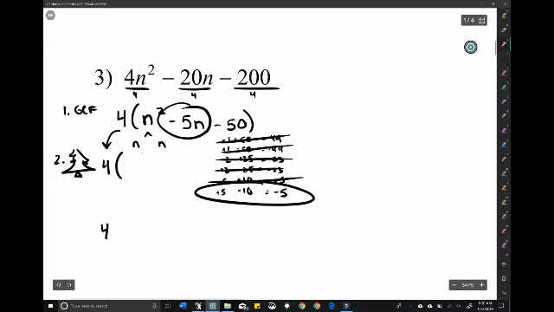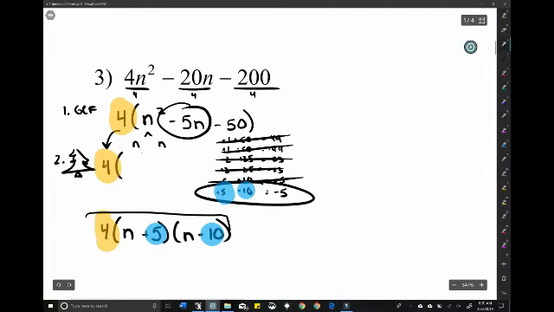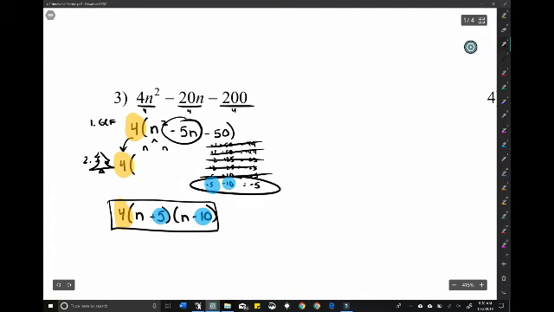So our winner is 4 times n plus 5 and n minus 10. Don't forget about that 4 we brought out at the very beginning, okay? And then the others are from the trees, 5 and 10. Boom. Okay, so that's the final answer there. These are going to take a little bit of practice and definitely knowledge of your multiplication factors.